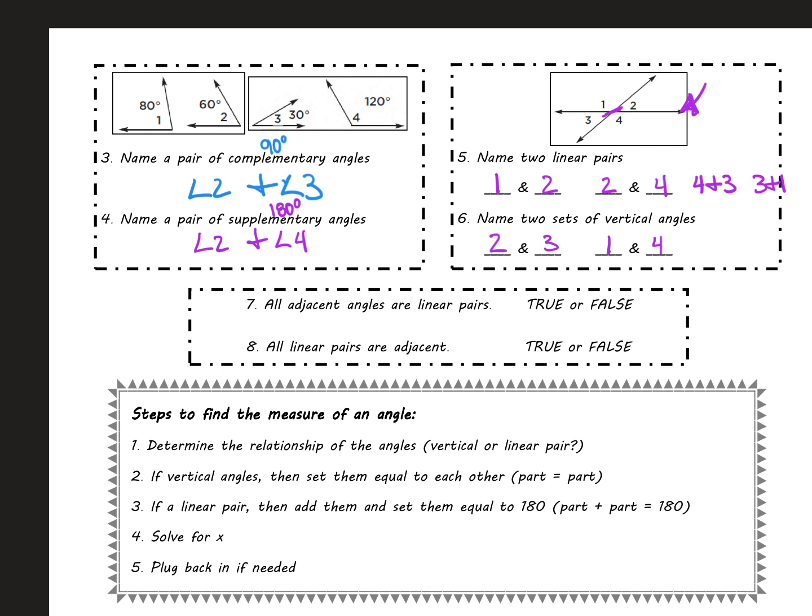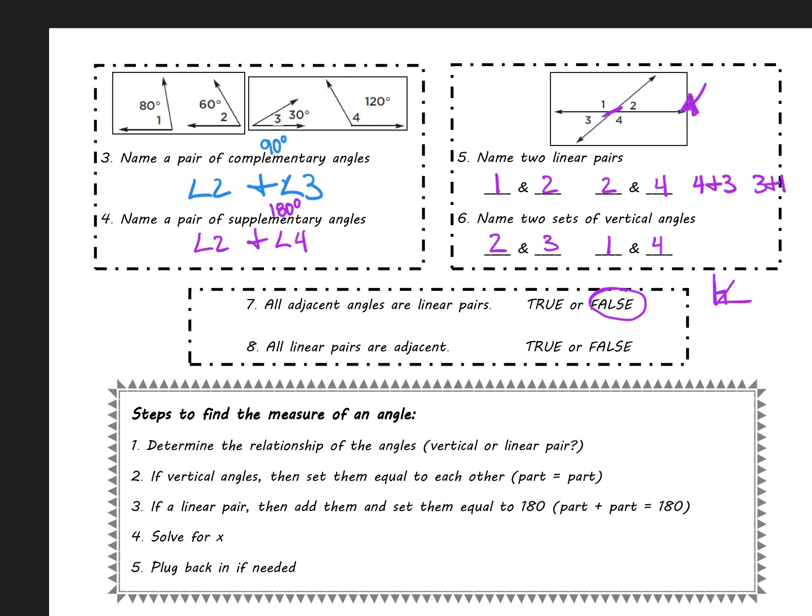All right, true or false here. All adjacent angles are linear pairs. So that is going to be false, y'all. All adjacent angles are not linear pairs. So I could have something like this. These are adjacent angles, but they do not form 180 degrees, all right?